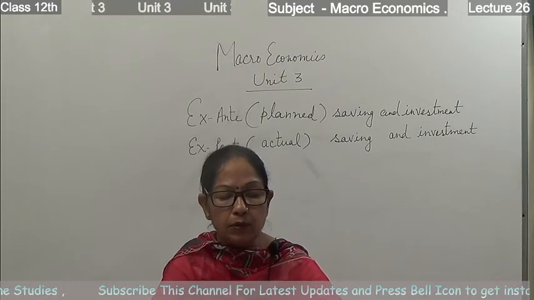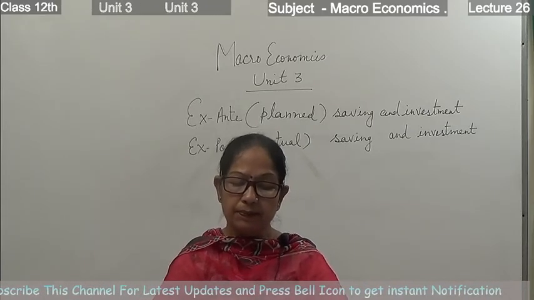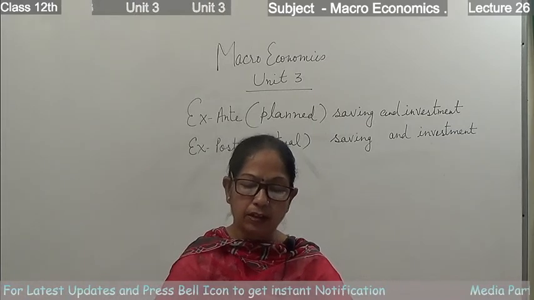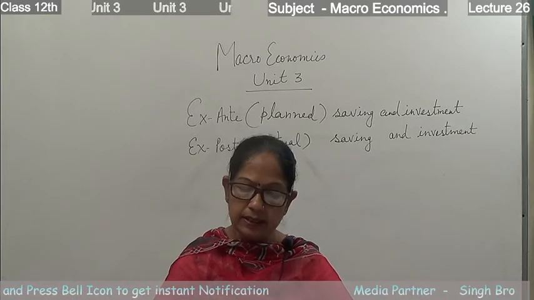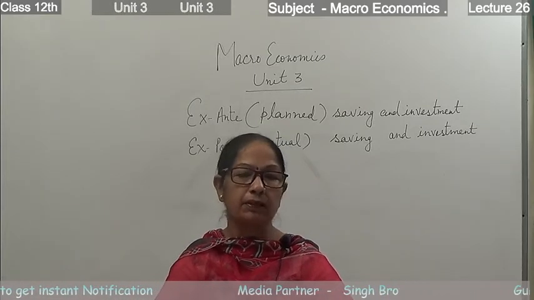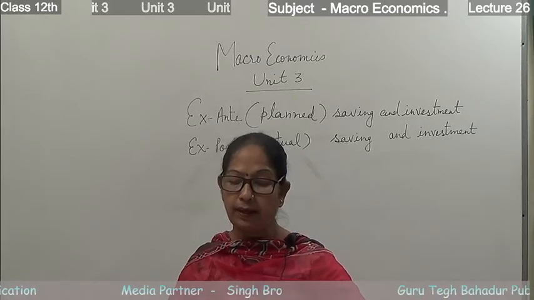And the second approach is S is equal to I. Saving is equal to investment. Alternatively, the equilibrium level of income is also determined at the level of income where S is equal to I. So, determination of equilibrium level of income, S is equal to I approach.